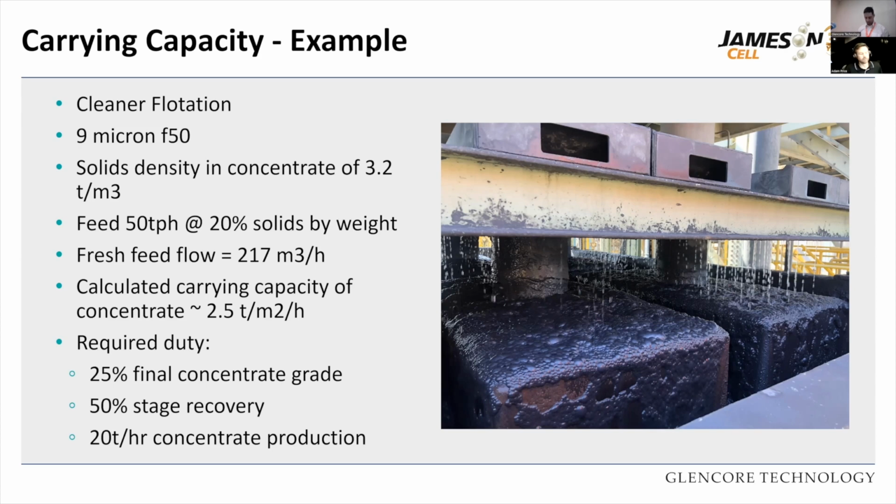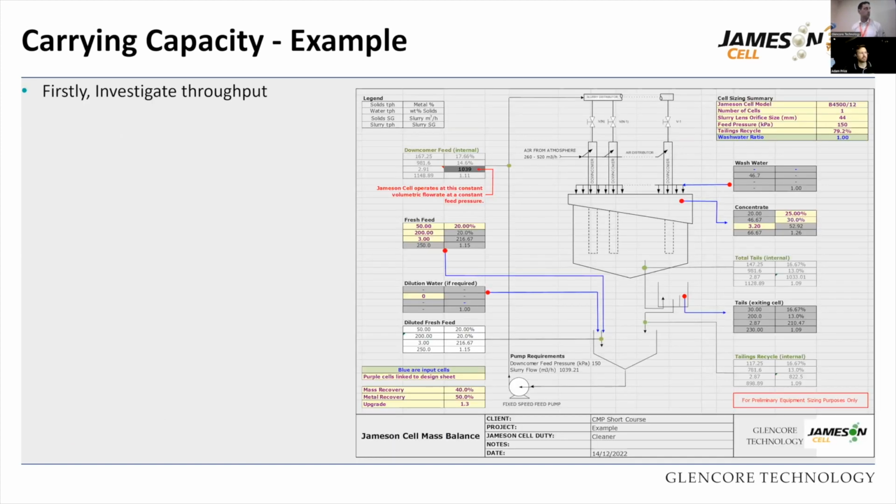The required duty of this cell is that we're looking to try and achieve 25% final concentrate grade with a 50% stage recovery. Therefore, our concentrate production is going to need to be 20 tonnes per hour. So having a look at the sizing, firstly, we'll have a look at the feed and the throughput to see what we're looking at in terms of that scenario.